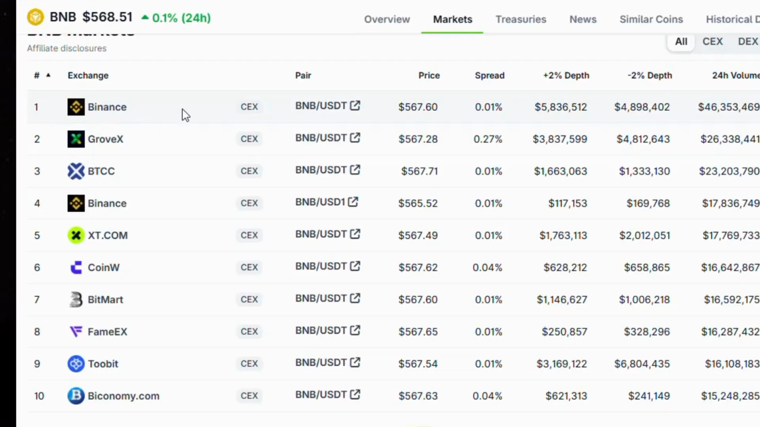For example, on Binance, you can see the pair BNB/USDT, the price is 567. Okay, and on GrooveX, the price of BNB is 567.28. It's just different with cents. Okay, on Binance with BNB USD1, it is 565, which means this one is quite cheaper right now, and I'm just going to toggle it like this. You can be marking the places where they are low.